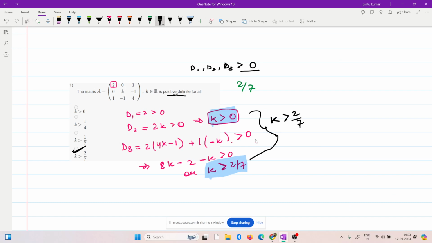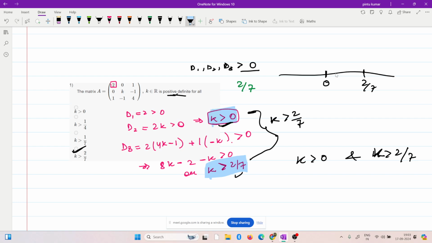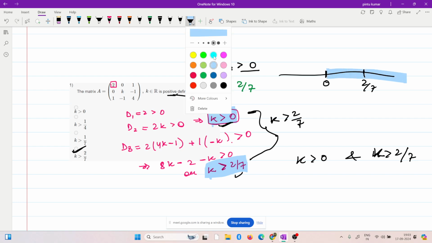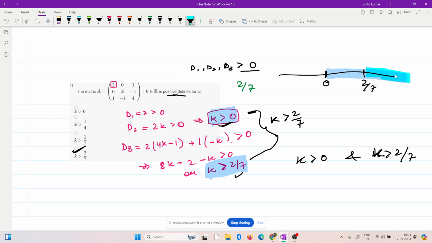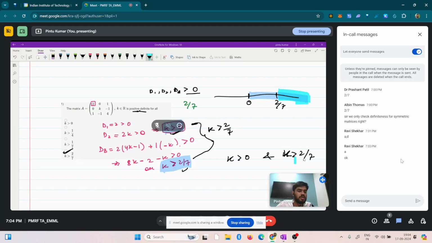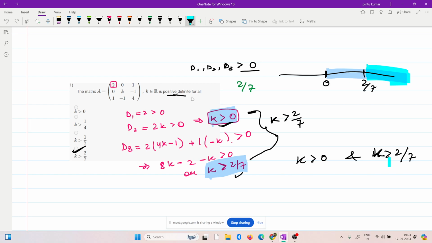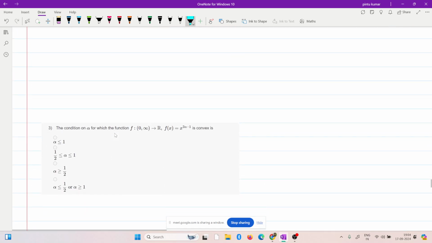Fourth option is correct, because we want both these conditions to be satisfied. So it is something like k is greater than 0 and k is greater than 2 by 7. That's why we take the intersection of both these things. If this is your number line, this is 0, this is 2 by 7. k greater than 0 means this region, and k greater than 2 by 7 means this region. So we take a region which is satisfied by both of these. So we take k greater than 2 by 7. I hope, Ravi Shankar, it is clear. So this is the answer for this.